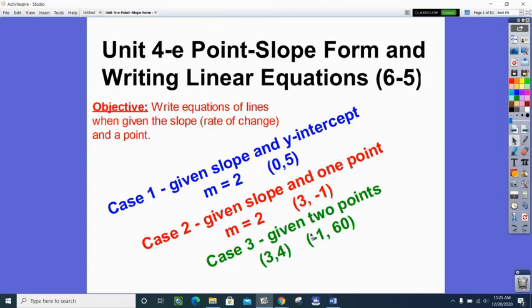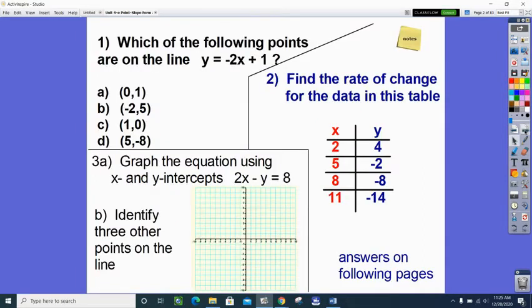Our next video will go even further. What if we don't have that rate of change? What if we don't have the slope? So today we're kind of on this red case. Before we do that, however, I thought we'd take a minute just to review where we've come from so far. The first thing I'm going to ask you is which of the following points are on the line? This is a question that I want you to think about.